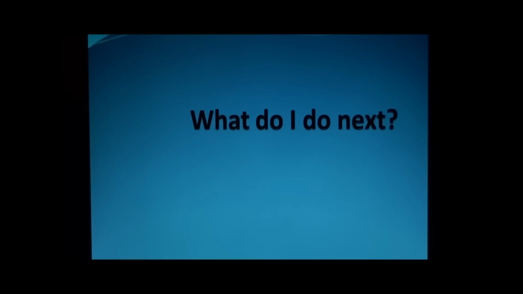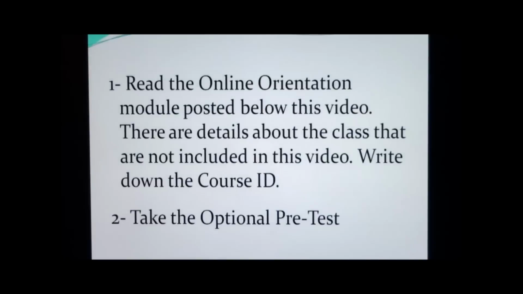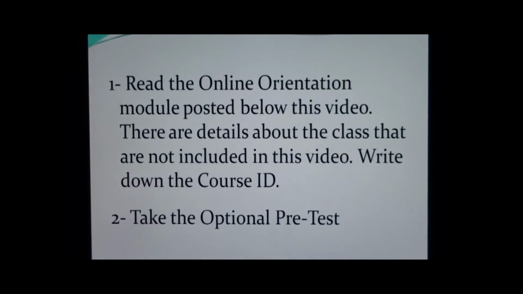Okay, and the last question is, what do I do next? We've already talked about most of these things. You need to read the online orientation module that's posted below this video. There are a lot of pages. You'll see some of the same questions that we've talked about in this video, but there are lots of details about the class that are not included in this video. Near the end, you'll be given the course ID that you need to register in My Math Lab, so be sure to write that down. If you think you may be able to test out of the class, go ahead and take that optional pre-test.